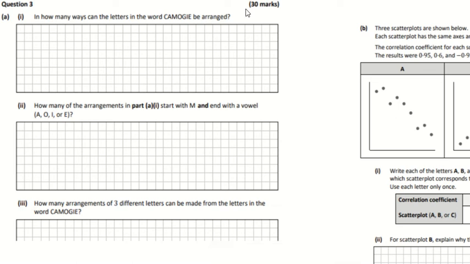So in how many ways can the letters in the word camogie be arranged? So it's just 7 factorial. There's 7 possibilities for the first letter and then 6 for the second because you've used them, and then so on. So you can just put that in the calculator if you know how. So you should get 5040. So that's how many ways.